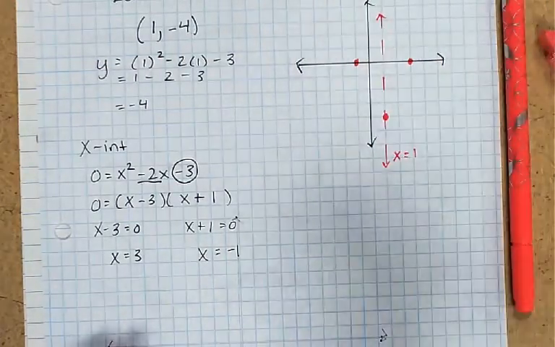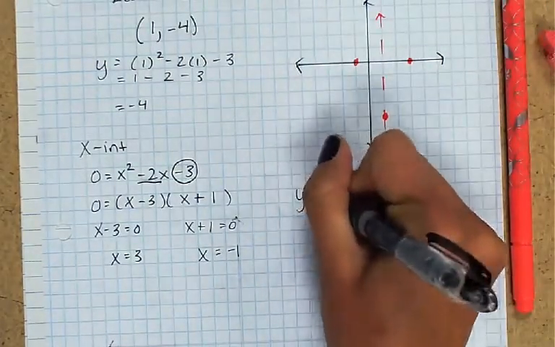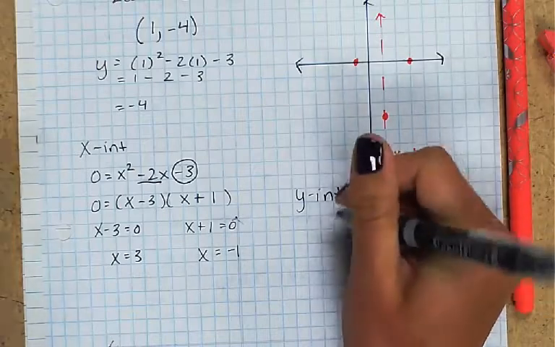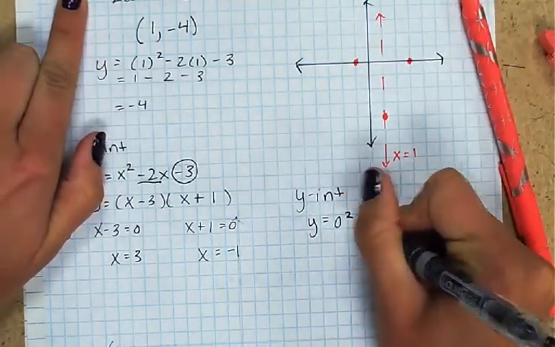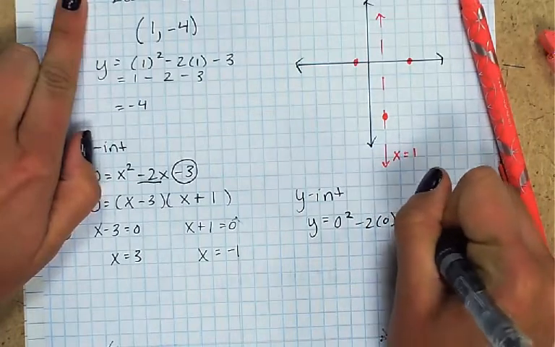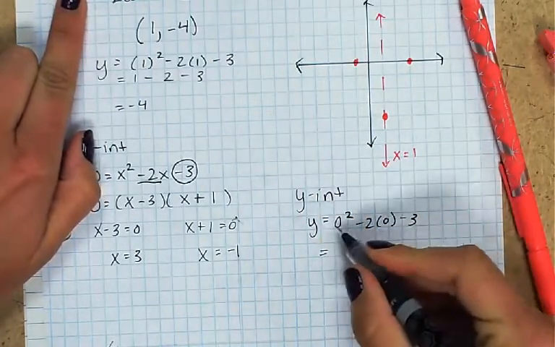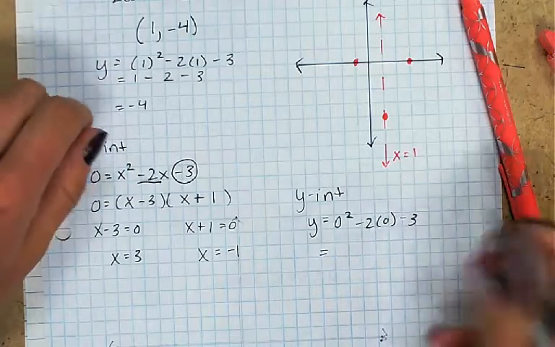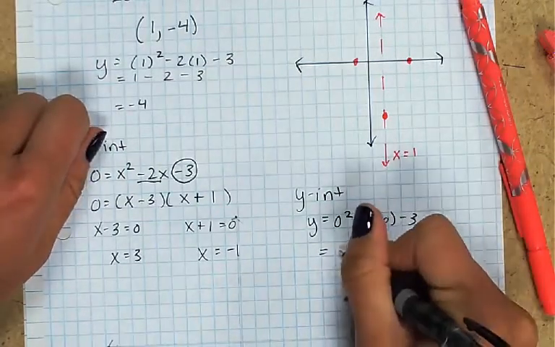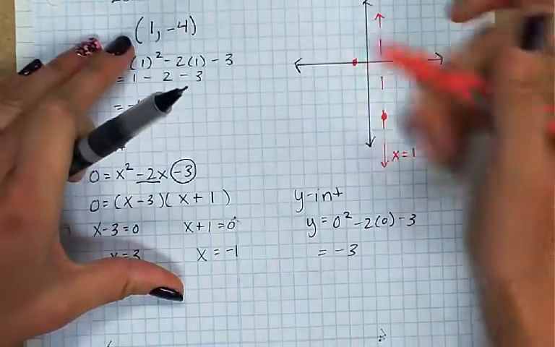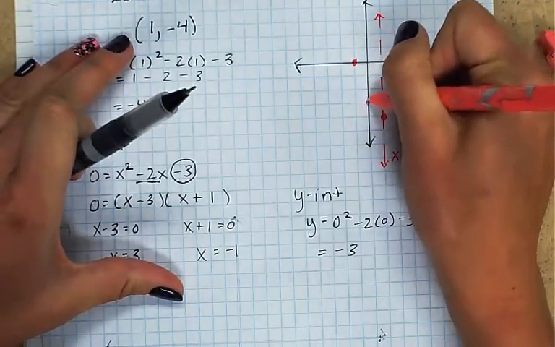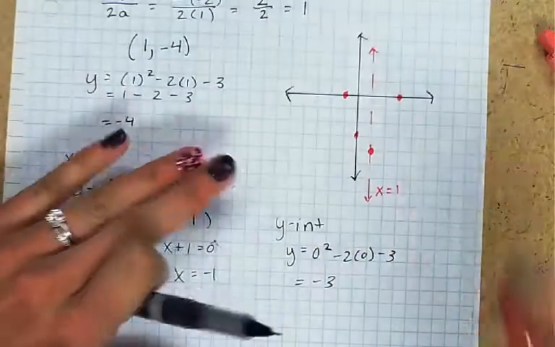Next, we find the y-intercept. And when you do that, you plug 0 in for x. So 0 squared is 0 minus 0 minus 3. So it ends up with 0 minus 3, so negative 3. So our y-intercept is here. And from there, you can just sketch it in.